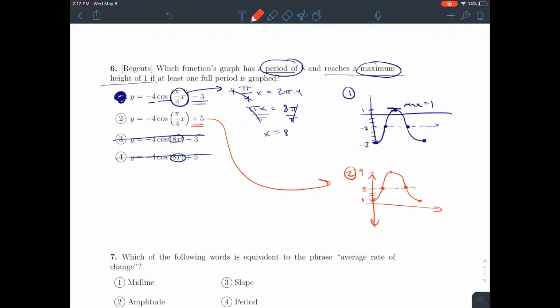And this one, even though it hits 1, it doesn't have a maximum value at 1. In fact, it has a minimum value at 1, so we have to eliminate that one too.